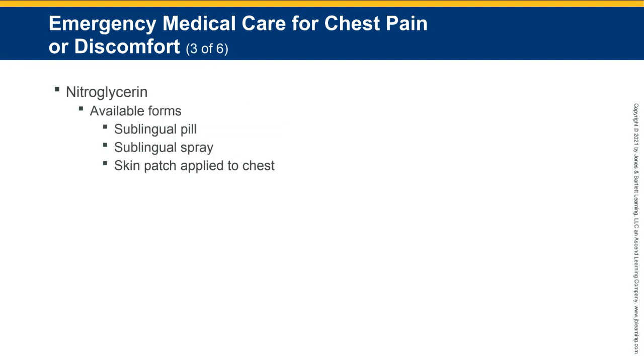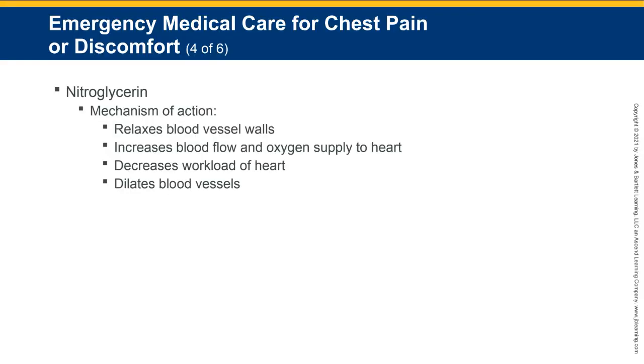All right, now nitroglycerin available in forms. So you have sublingual pill, you have sublingual spray, and you have the skin patch. Nitroglycerin is a vasodilator. So it dilates the blood vessels. Mechanism of action: relaxes blood vessel walls, increase blood flow and oxygen supply to the heart, and it decreases the workload of the heart, right? So, and it dilates the blood vessel, which is very important. If a patient is having a heart attack, you want to reduce the workload because the heart is already damaged.